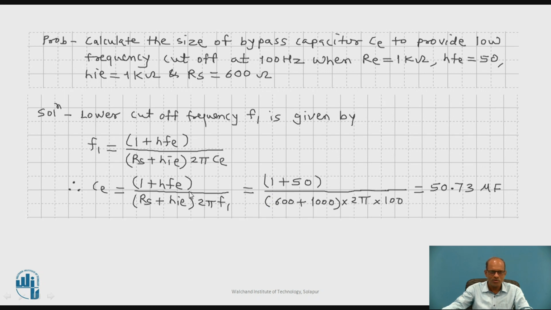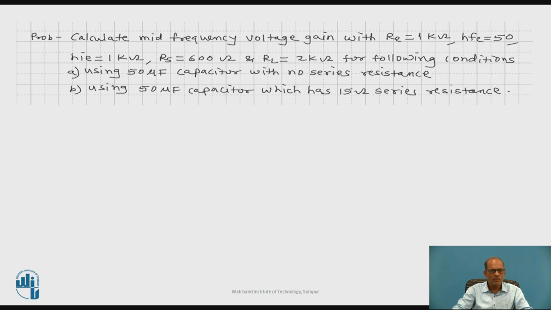So this is equal to (1 plus hfe) which is 50, divided by (Rs which is 600 plus hie which is 1 kilo ohm). So convert it into ohm, that is 1000 ohm. Bracket close, multiply by 2 pi, and the cutoff frequency F1 is given as 100 hertz. Now solve this, and you will get 50.73 microfarad. Now second numerical.